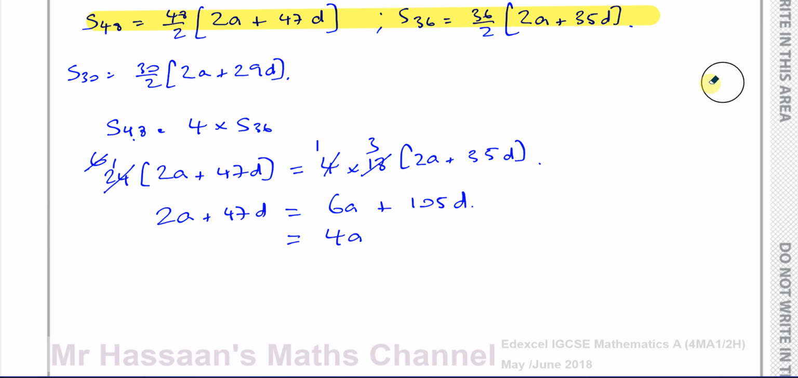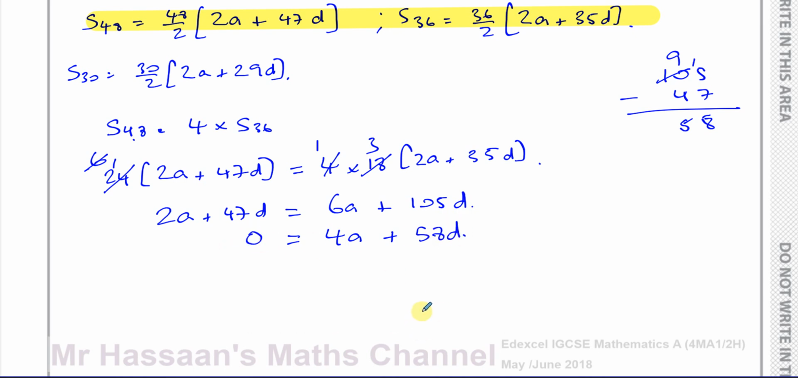105 minus 47. I could use a calculator for this, but I'm just doing it by hand. So 7, you can't subtract, you've got to borrow 1 from here. 15 minus 7 is going to give me 8, and 9 minus 4 is 5. Yes, so that's plus 58d is equal to 0.